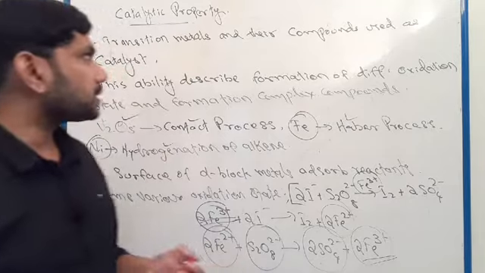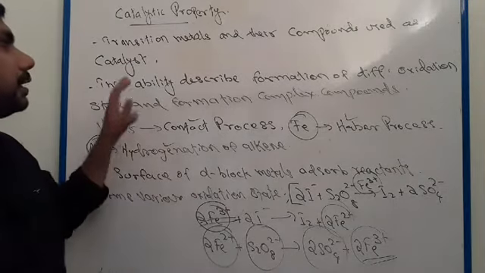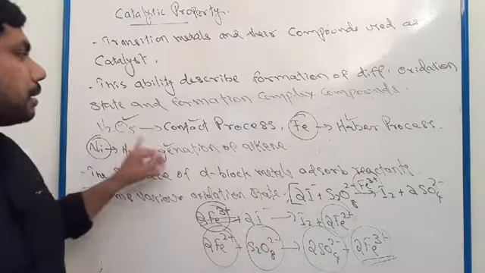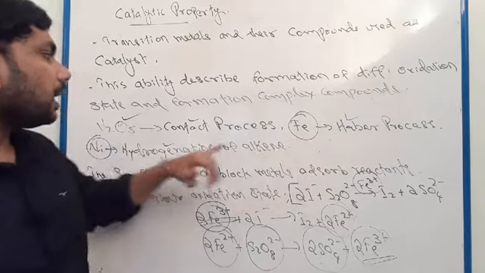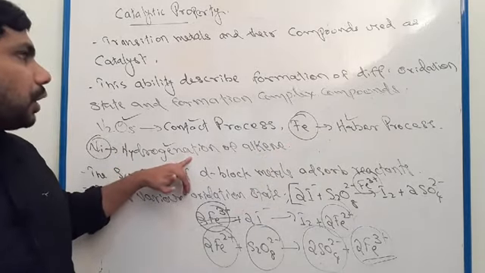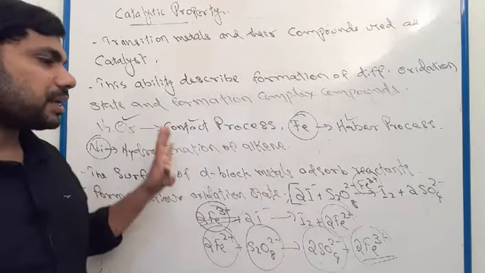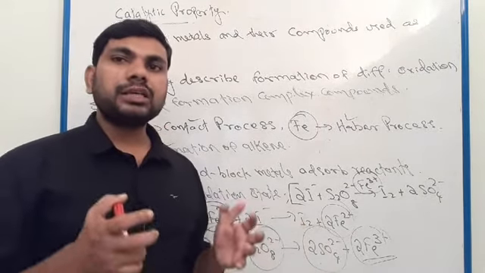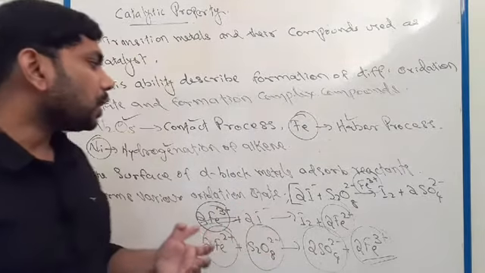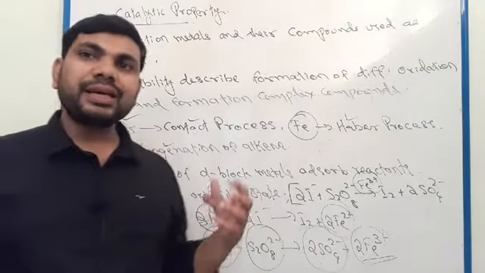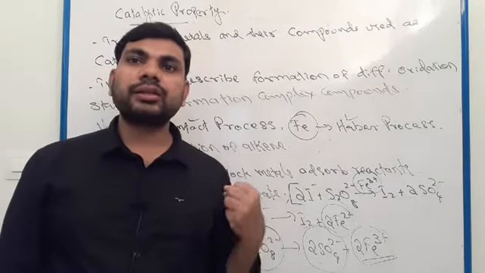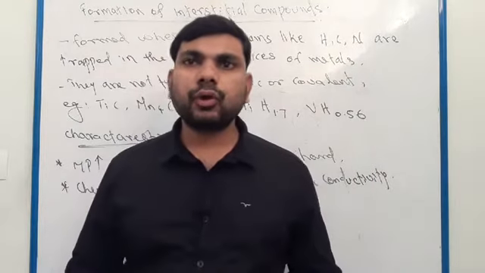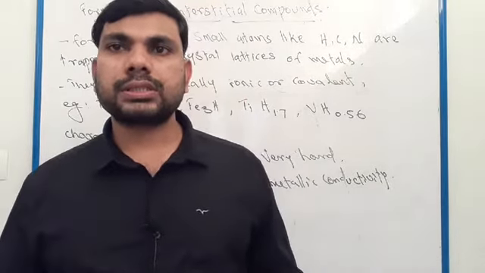Okay, so here we discuss catalytic property. D block metals or their compounds are used as catalysts, and these are examples: contact process, Haber process, hydrogenation of alkene. Also, why are these D block metals or their compounds used as catalysts? Because these metals have the ability to form various oxidation states. Also they chemically absorb reactants on their surface. Clear?